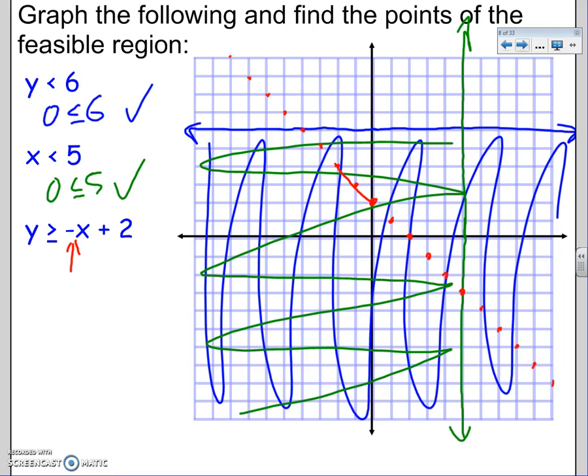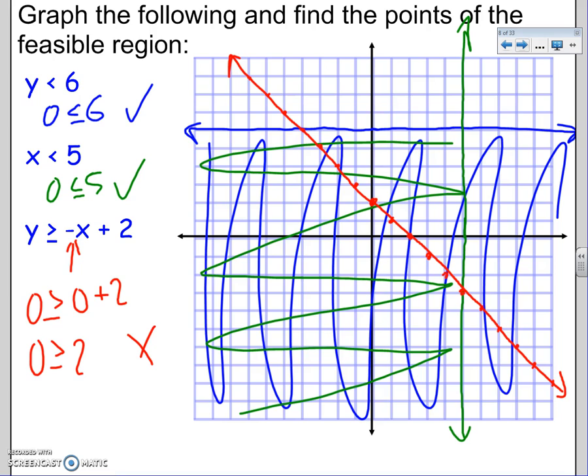And draw that, connect it. And it's solid. Be careful if it's solid or dotted, but these are solid. Test point 0, 0: 0 is bigger than 0 plus 2? That is false. So I void the bottom part. I'm going to show the top part.